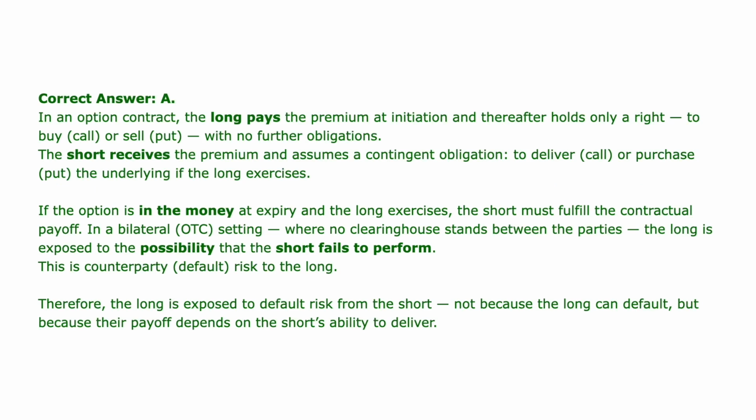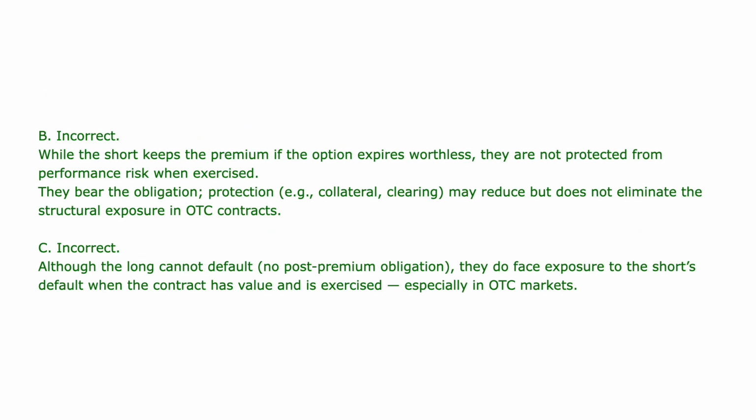The long side pays the premium and holds only a right to buy or sell, with no further obligations. The short side receives the premium and carries the contingent obligation to deliver or purchase if exercised. The short side keeps the premium if the option expires worthless, but must perform if exercised, so they are not shielded from performance risk. The long side has no obligation beyond the premium, but is exposed to the short's potential default when the option has value.